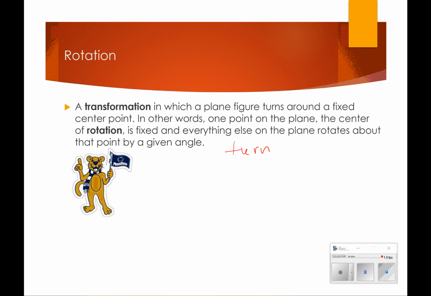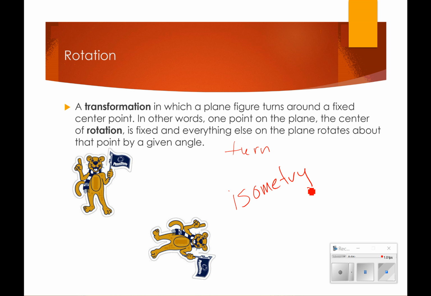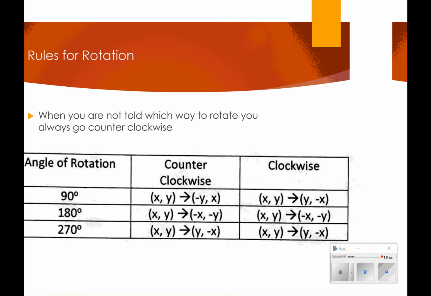Okay. So let's take my favorite mascot, my Nittany Lion, and let's rotate him. Notice that his orientation didn't change, meaning we can still read the Penn State and the flag correctly. It's not a mirror image. His size didn't change, shape didn't change. So if you recall, that is an isometry. I bet you see a question on your test or quiz that says, list the isometries from the transformations that we've learned.